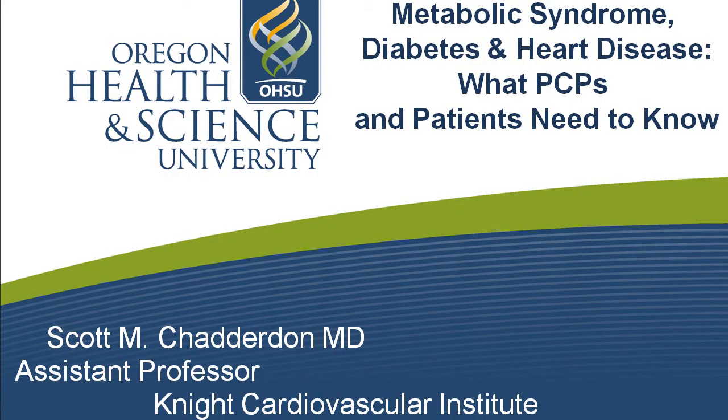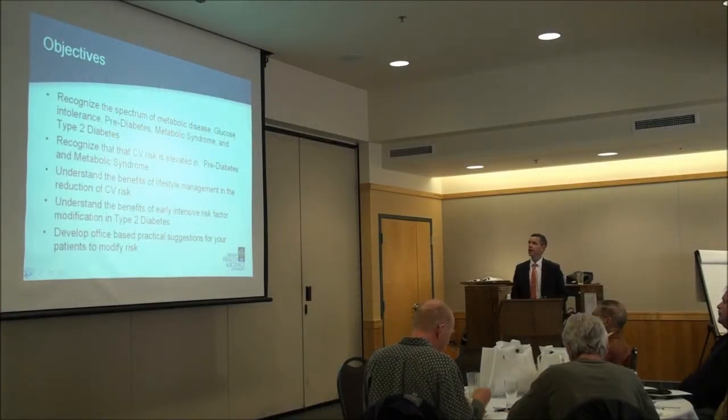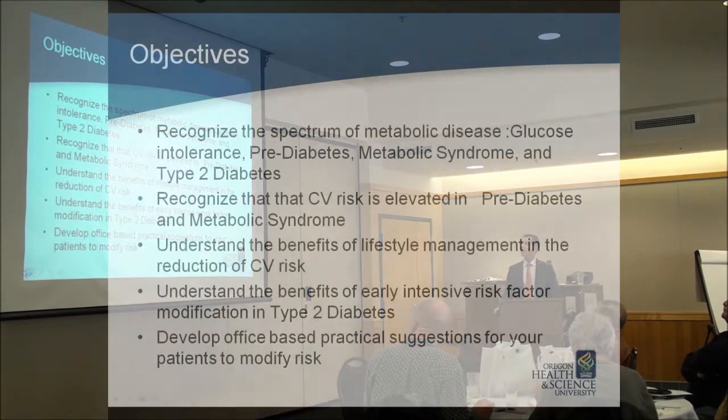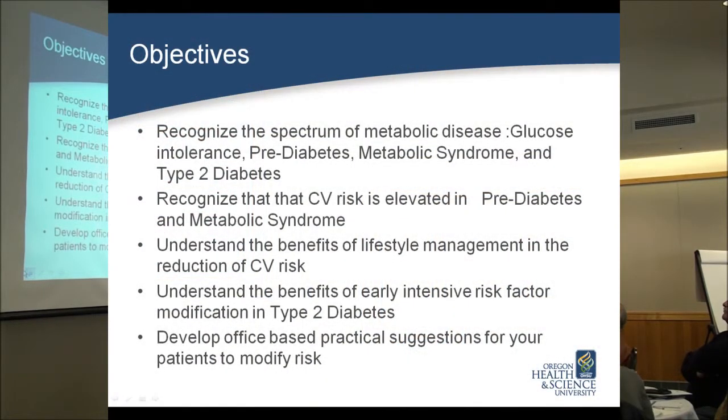Objectives. Let's talk about the spectrum of metabolic disease, that is glucose intolerance, prediabetes, metabolic syndrome, and how that transitions into diabetes. Recognize that cardiovascular risk is elevated in these pre-diabetic and metabolic syndrome, metabolic disease states. Then go through the benefits of lifestyle management for the reduction of cardiovascular risk, and really understand the benefits of early intensive risk factor modification in type 2 diabetes.